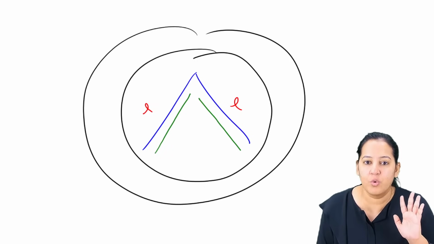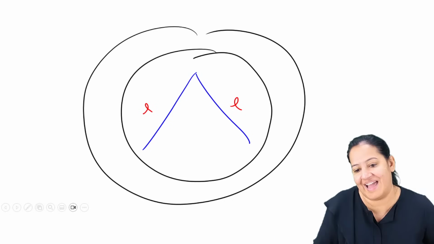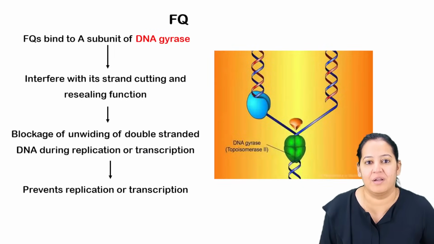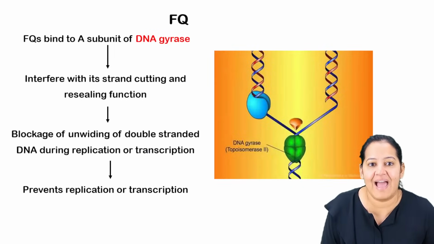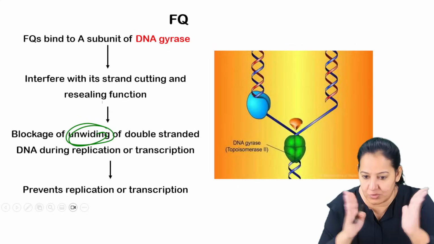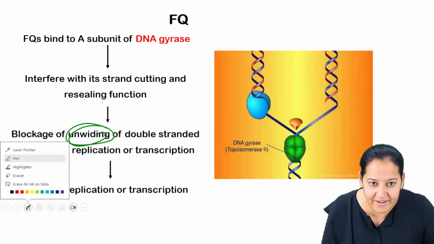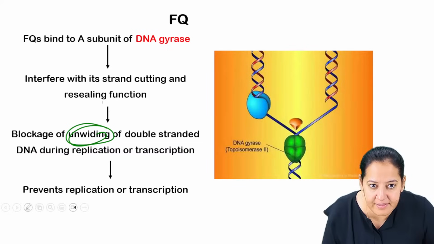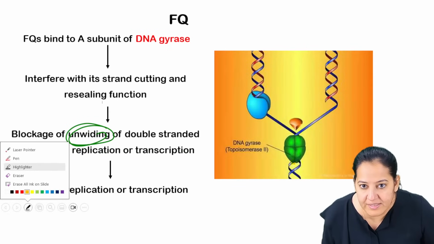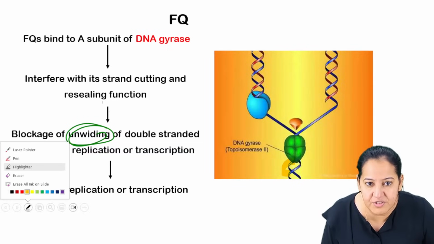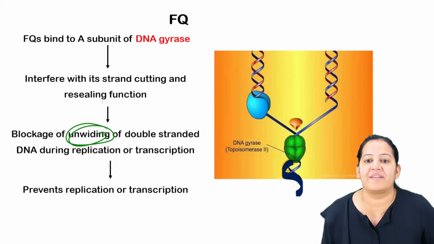But my point is, who does the separation of the leading and lagging? It is known as unwinding, the separation of the two strands. You can see here in the diagram. Let me show you what I mean. Let me change the color. You can see this is the double-stranded DNA.